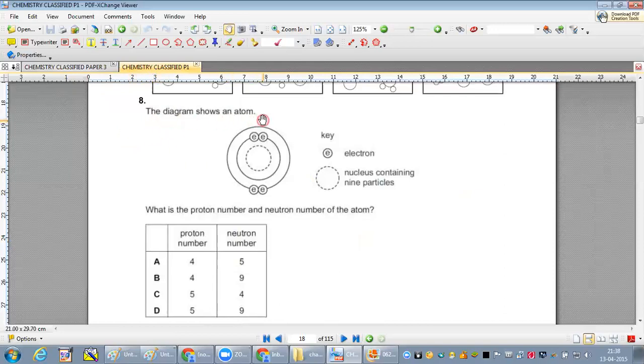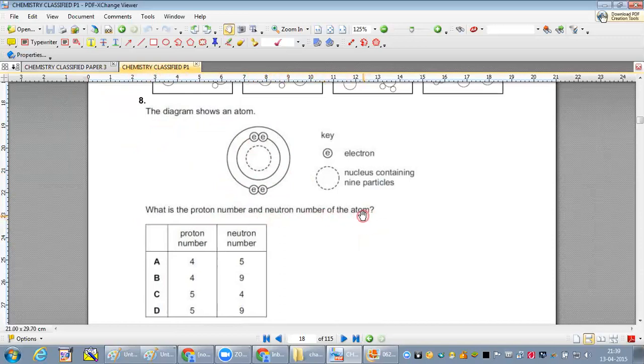The diagram shows an atom. Here the nucleus is given. In the first orbit there are 2 electrons. In the second orbit also there are 2 electrons in the second shell. What is the proton number and neutron number of the atom?